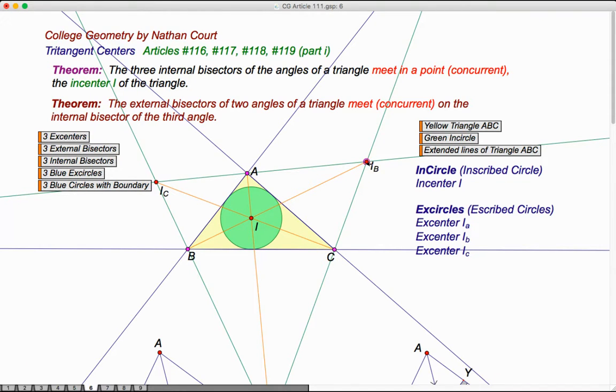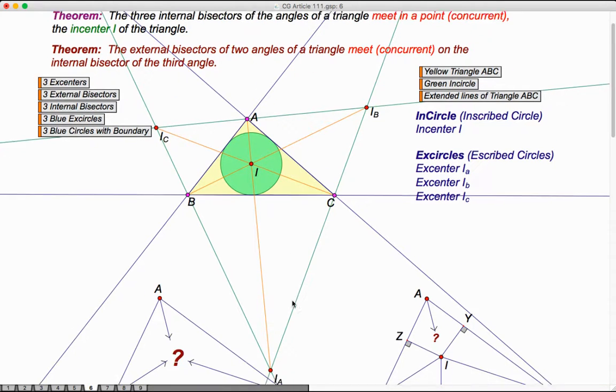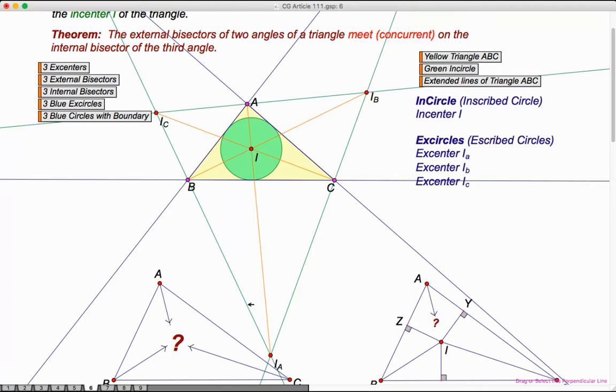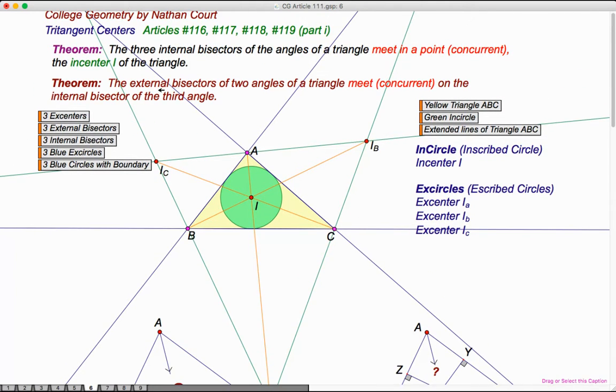And that's I sub B, which contains this external angle bisector, this internal angle bisector, and this external bisector of angle A. Last but not the least, I sub A contains three lines: the external angle bisector of point B, the external angle bisector of point C, and the internal angle bisector of point A. Hence, the theorem on the external angle bisectors.